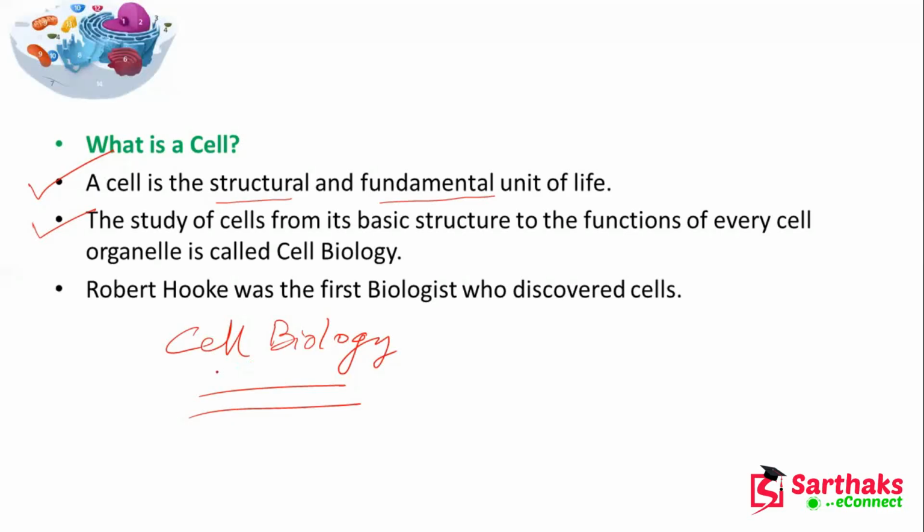So Robert Hooke was the first biologist. Please note down this name, Robert Hooke. He was the first biologist who discovered cells. Okay. So the cell is the fundamental or structural unit of life. Cells are the basic structure, and from the structure to function and types, all these things we can study, and that subject is called cell biology. And Robert Hooke was the first biologist who discovered the cells.